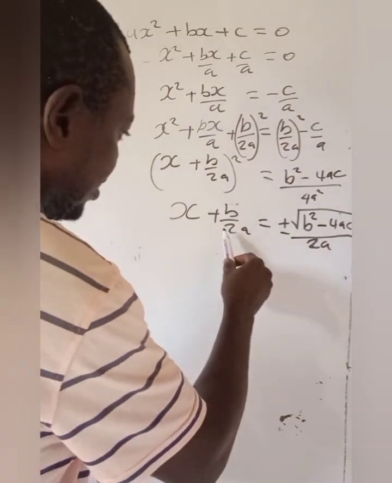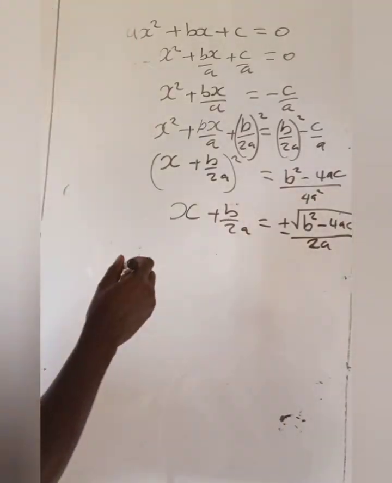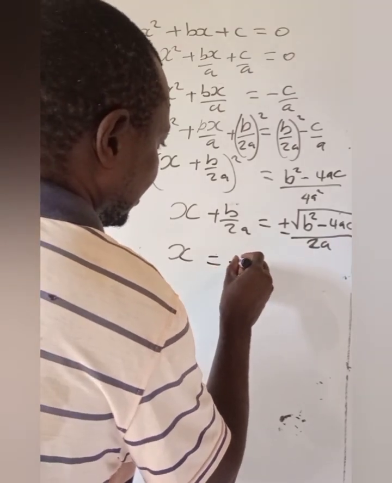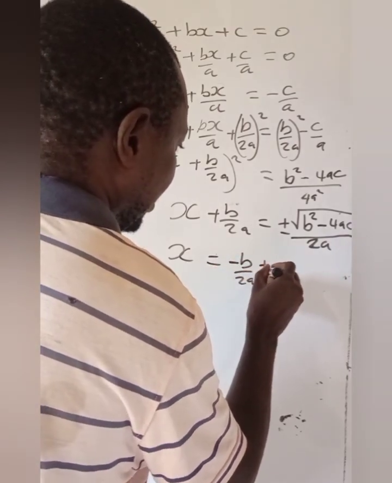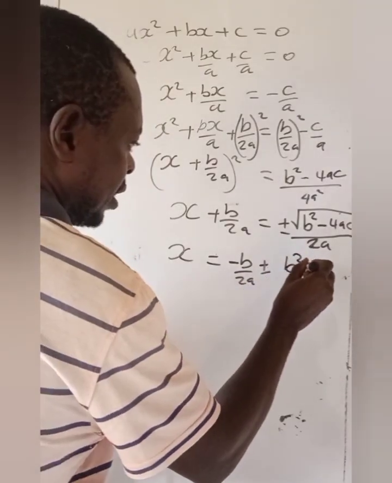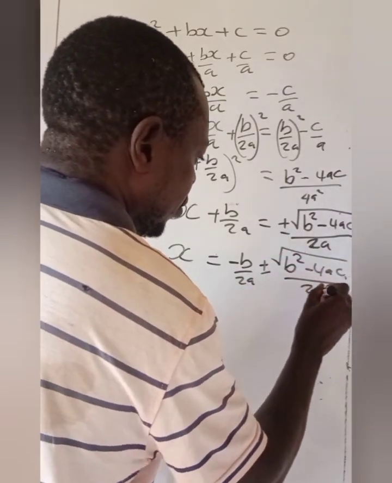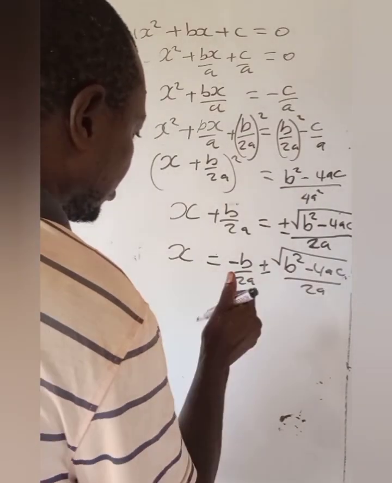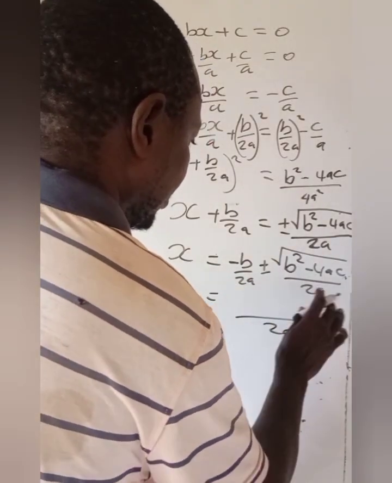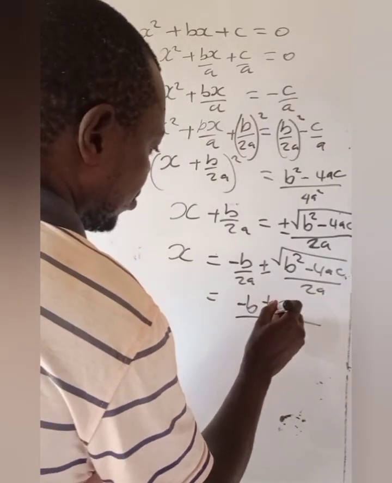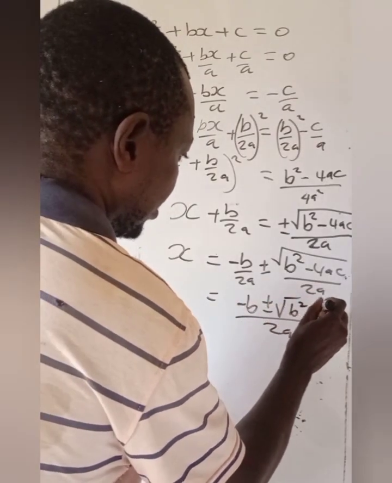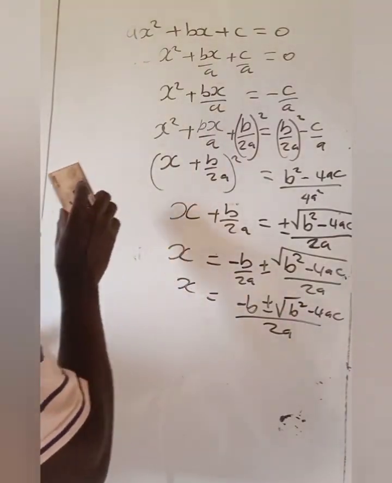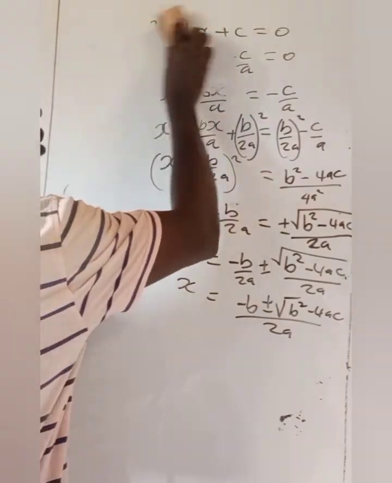Now, having done that, we subtract b over 2a on both sides. If we subtract it on both sides, we have x is equal to negative b over 2a plus or minus the square root of b squared minus 4ac all over 2a. Now you can clearly see the denominator is the same. You can rewrite the equation with the denominator 2a the same, so that we have negative b plus or minus the square root of b squared minus 4ac. That's how we derive the quadratic formula.